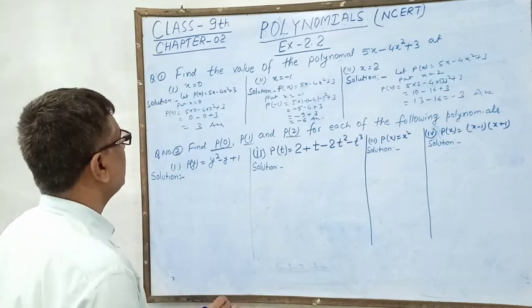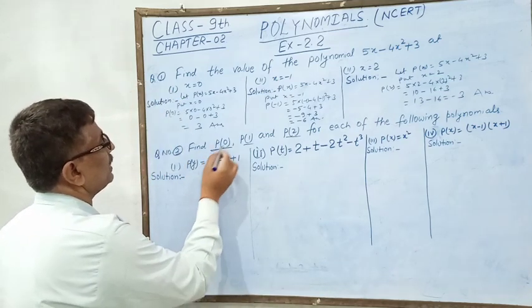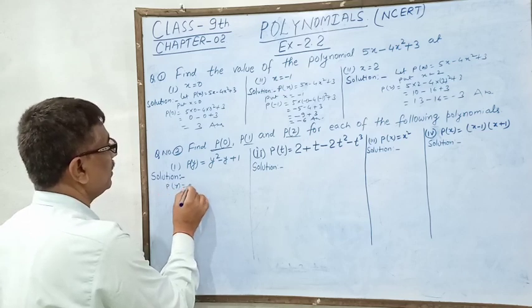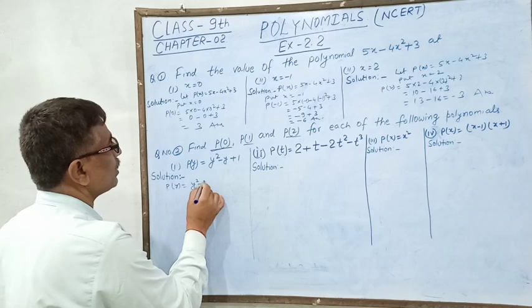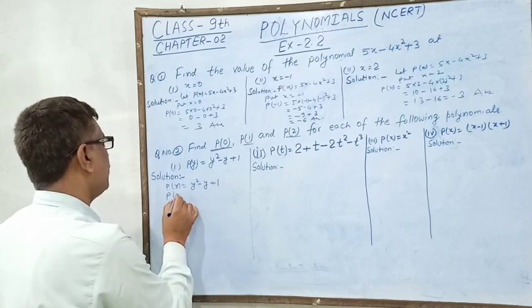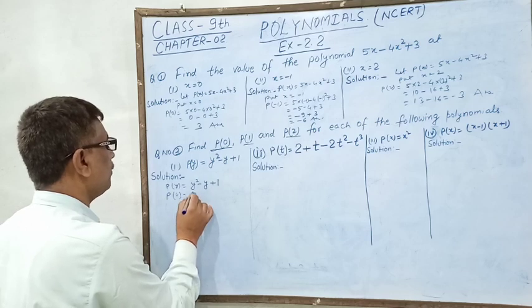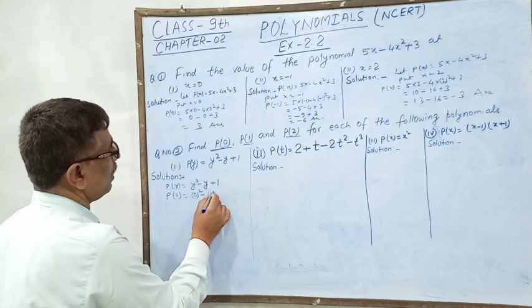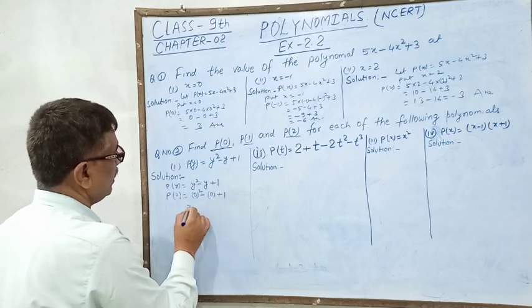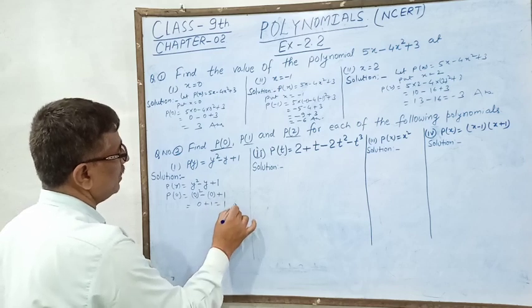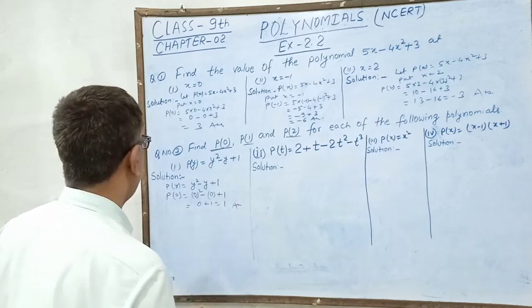So let me start. First p of 0. P of 0, that means p of y is given. It is defined as y square minus y plus 1. And you have to find p0. So you put 0 in place of y. Y square means 0 square, y means 0, plus 1. Here this 0 plus 1 is equal to 1. This is the answer of the p of 0.